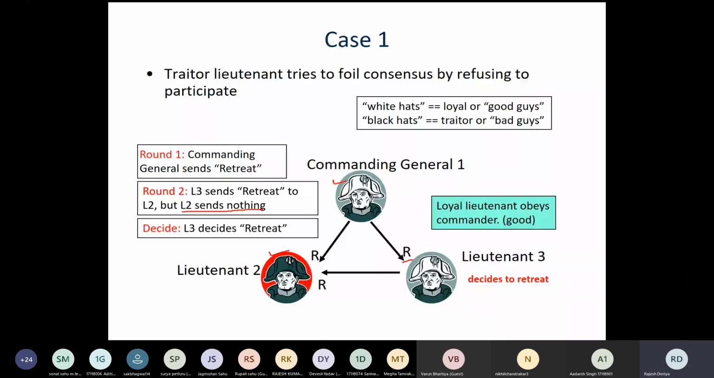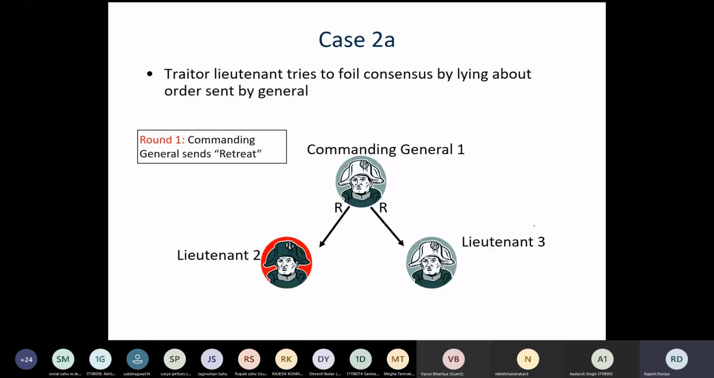So here the loyal lieutenant obeys the commander. That means the consensus has been established. Fine. Now let us see the second case, and again there can be two scenarios in the second case. So we are going to discuss the first one. In the first case, the traitor lieutenant tries to foil consensus by lying about the order sent by the general. So again, the general sends the order of retreating to L2 and L3, right?